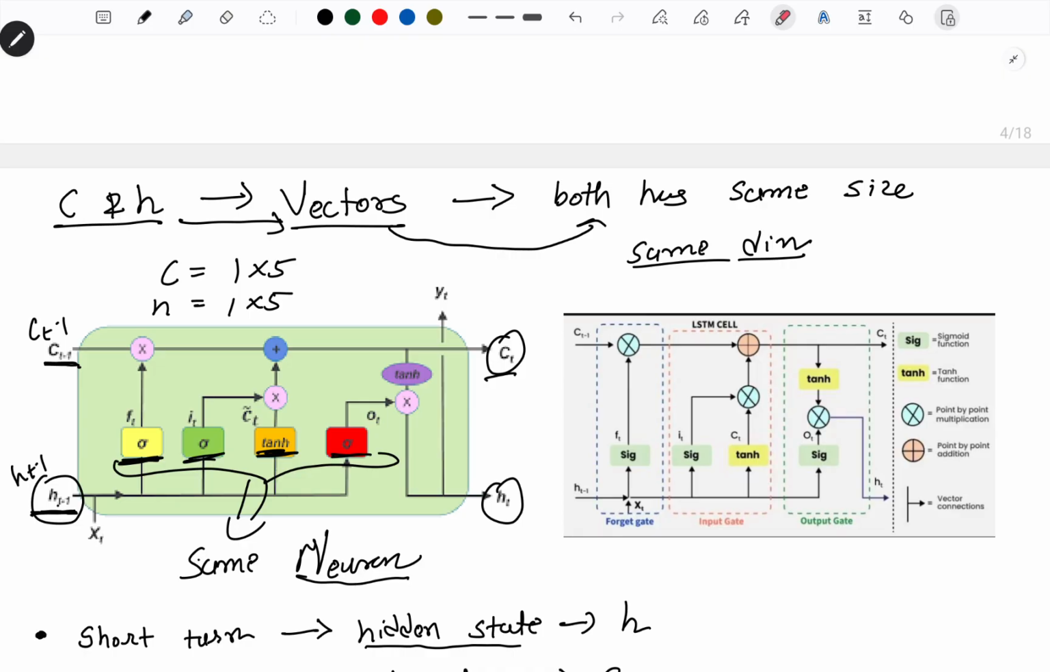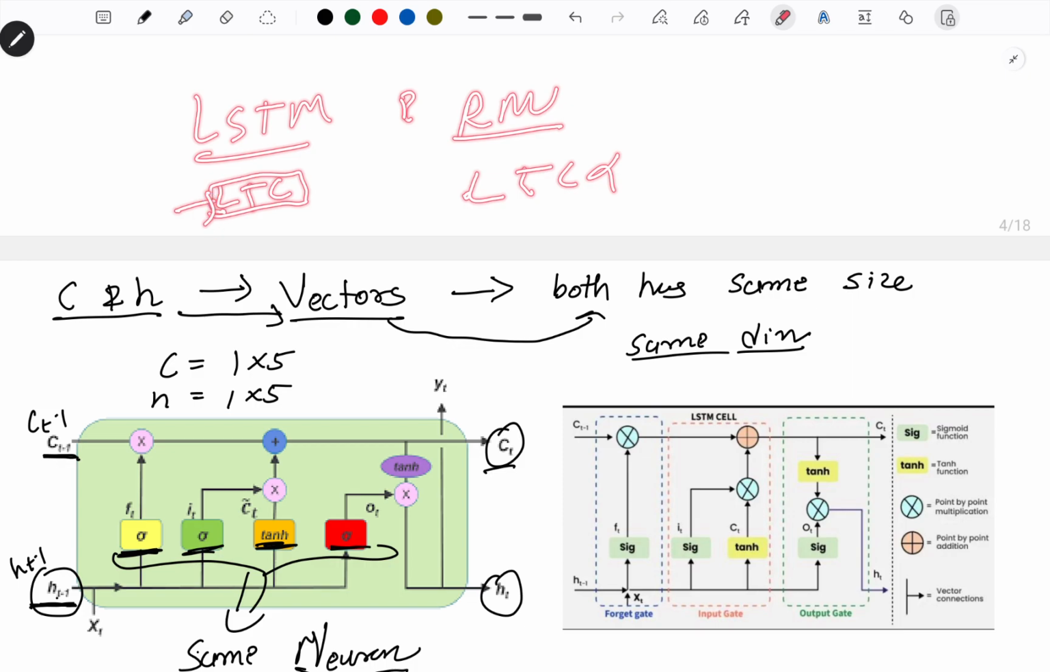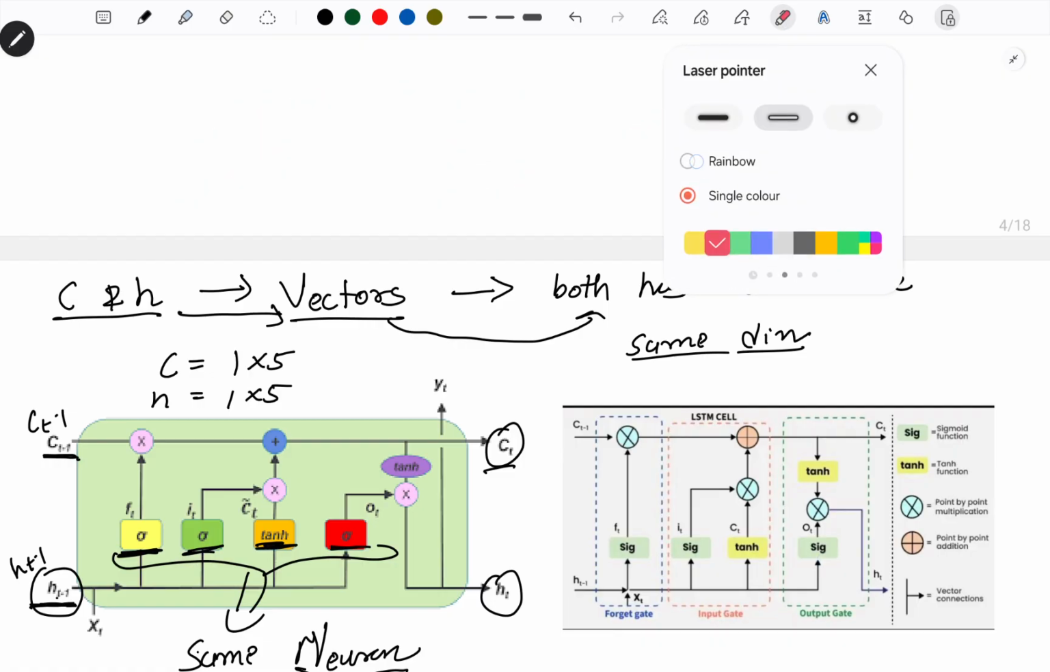So in the LSTM architecture, why are we using LSTM firstly? To solve the vanishing gradient problem and the exploding gradient problem. How LSTM solves this problem, we are going to discuss in our upcoming videos. But now, what is the difference between LSTM and RNN? In LSTM we have a long-term context, but in RNN we don't have any long-term context. LSTM is able to capture long-term dependency because of this long-term context, but RNN cannot capture a long-term dependency because it does not have any long-term context, and it fails in maintaining a long-term dependency.